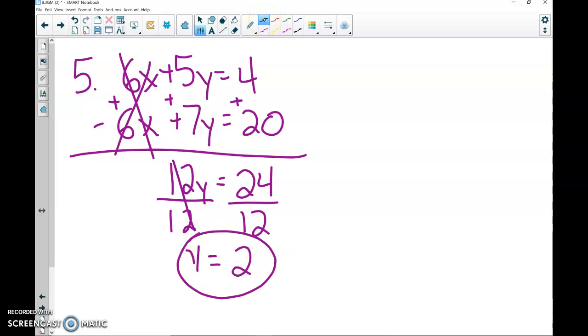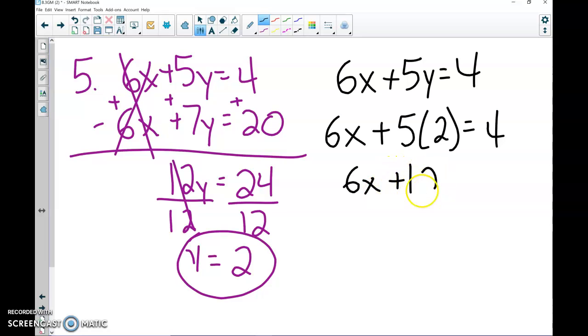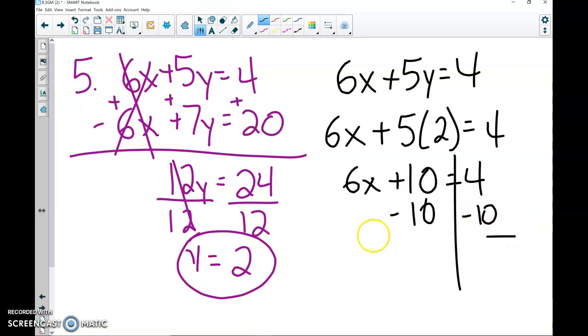Same thing, I'm going to pick that top equation, smaller numbers. So 6x plus 5y equals 4. And since we just found out y was 2, instead of 5y, I'm going to put 5 times 2. And we know 5 times 2 is 10. Okay, so now I have 6x plus 10 equals 4. The opposite of plus 10 is minus 10. So 4 minus 10 is negative 6.